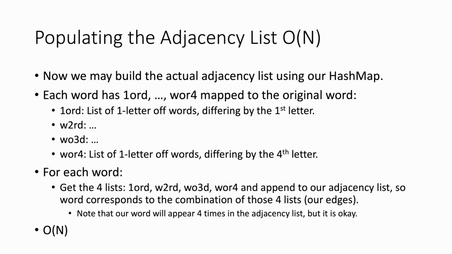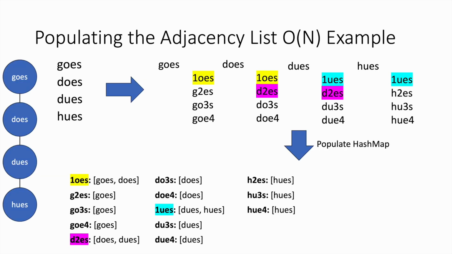Note the lists corresponding to each of the four parts contain one copy of the original word. So then when we combine the lists to add into our adjacency lists, each word will have four copies of itself in the list. Here's a visual. We have our list of four-letter words, and we break them each up into four parts. Then we populate our hash map by appending our original word to the list stored in the hash map where each part is used as a key. So this is a key, this is a key, this is a key, and so on.